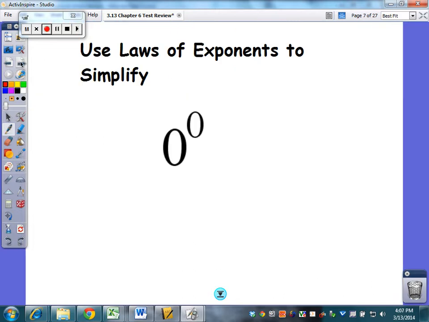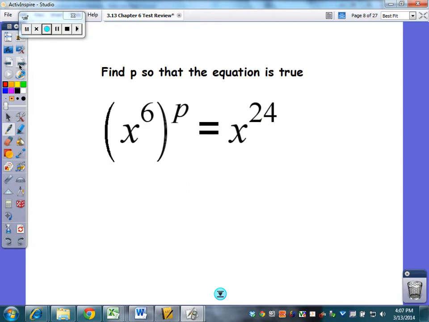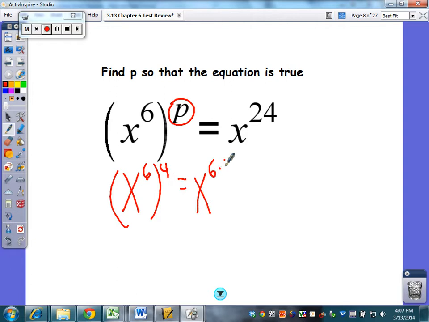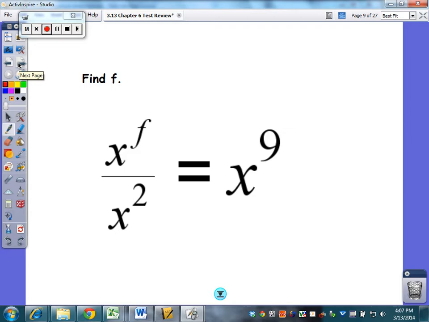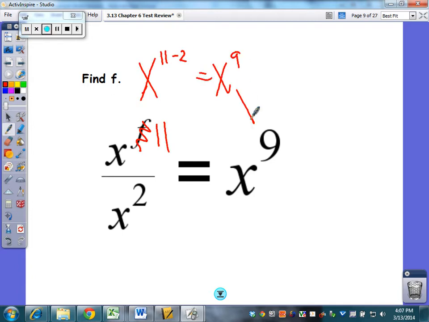Okay? Anything to the 0 power is always 1. We're looking for what number p is equal to, where we would get x to the 24. So x to the 6th, if we were to raise that to the 4th power, we get x to the 6 times 4, which is x to the 24th power. Okay? X to the f over x to the 2, if we were to replace this f with 11, then we would have x to the 11 minus 2, which would give me x to the 9.